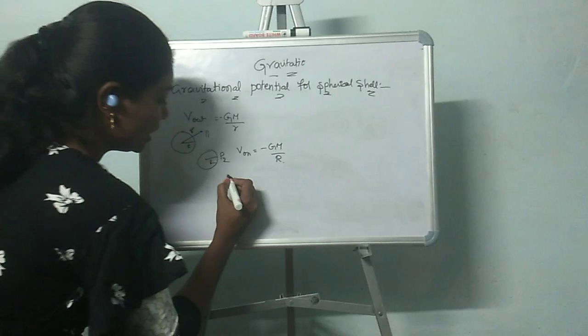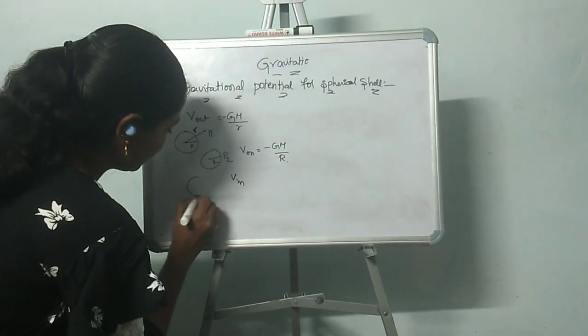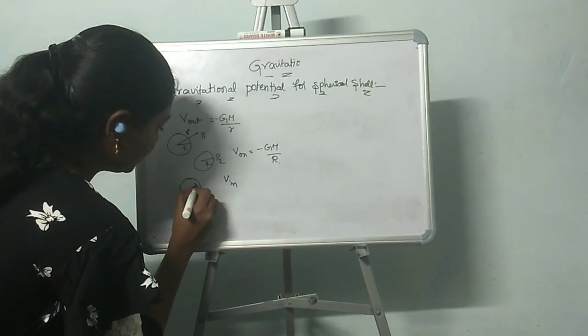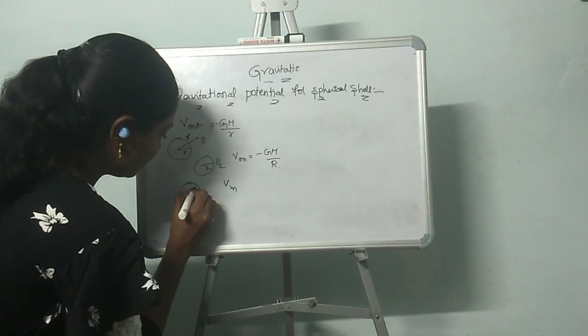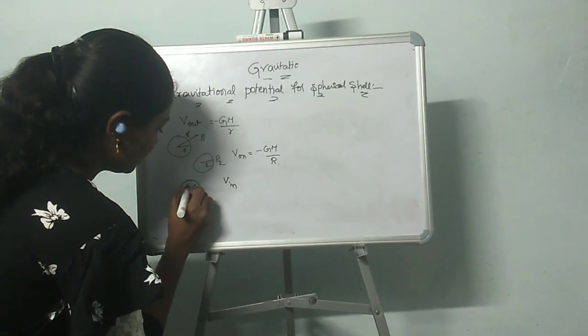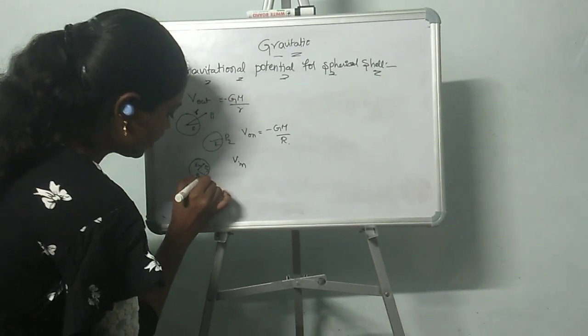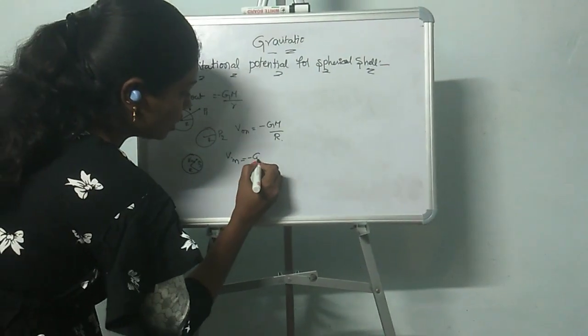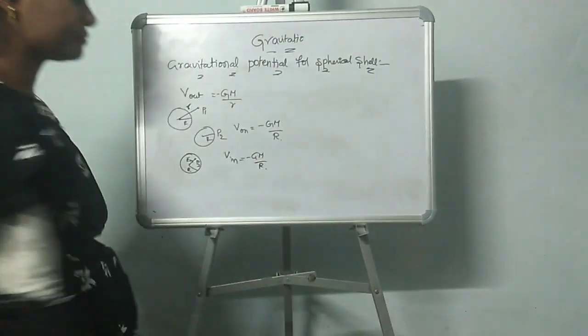After that, V inside. For point P3, which is inside at a radius r, V inside equals minus Gm by R.